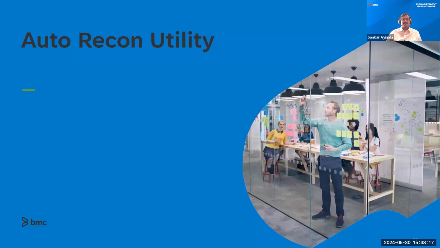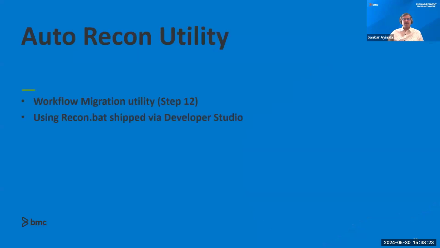Let's move on to the next section, auto recon utility. The auto recon utility is already run as part of the workflow migration utility as step 12. If you perform manual migration using Developer Studio or AR system deployment console, you can use the auto recon utility included in BMC Developer Studio, or you can use the workflow migration utility, but you need to run only step 12 since you already migrated all the objects.